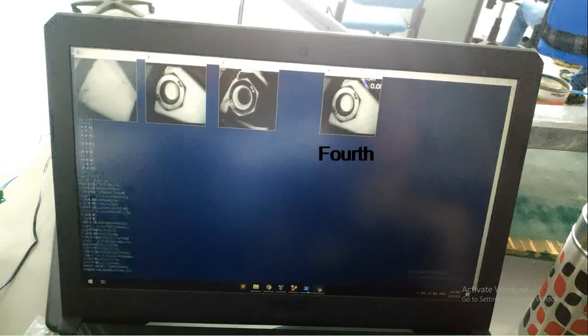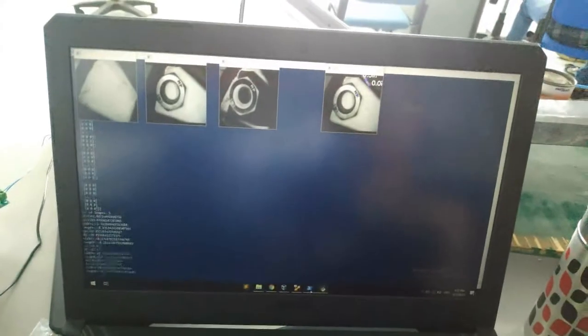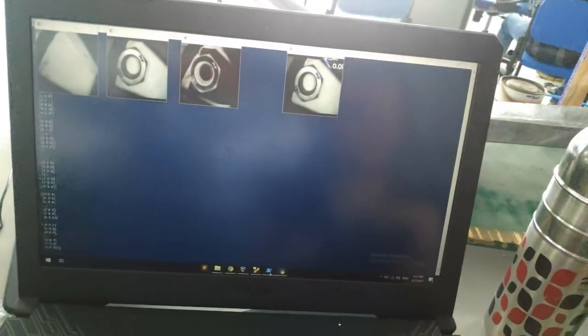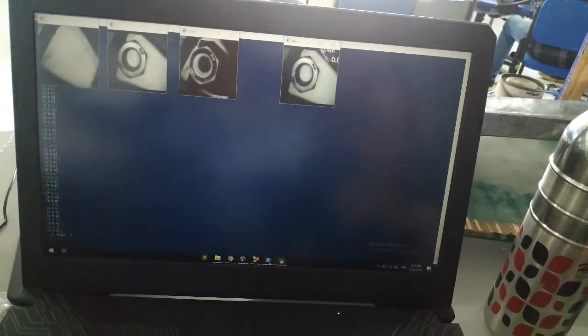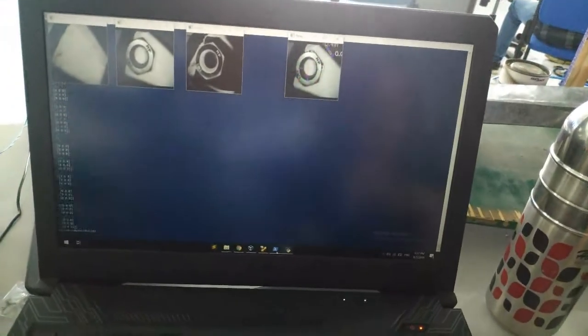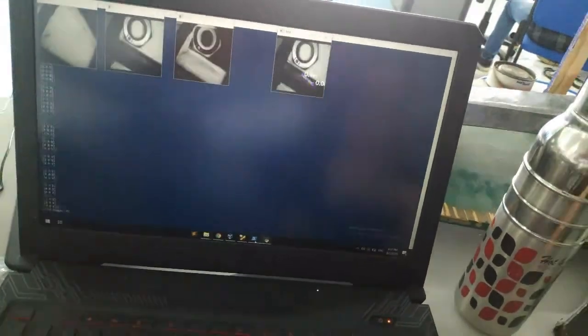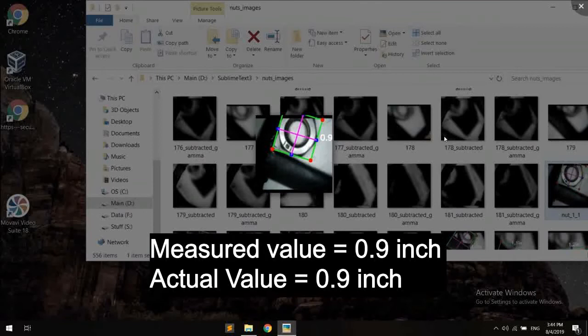So the fourth image is the consequent image after the application of the edge detection algorithm. As we see, using the algorithm, the nut is detected and its dimension is measured. The measured values and the actual values of the nut are the same.